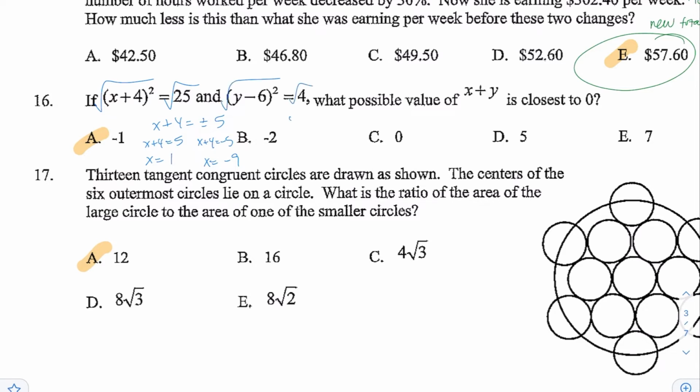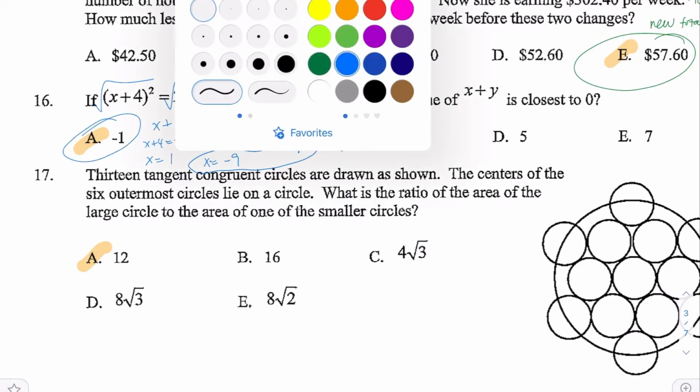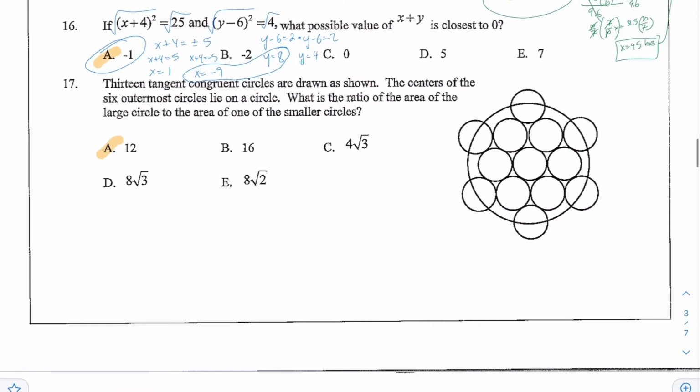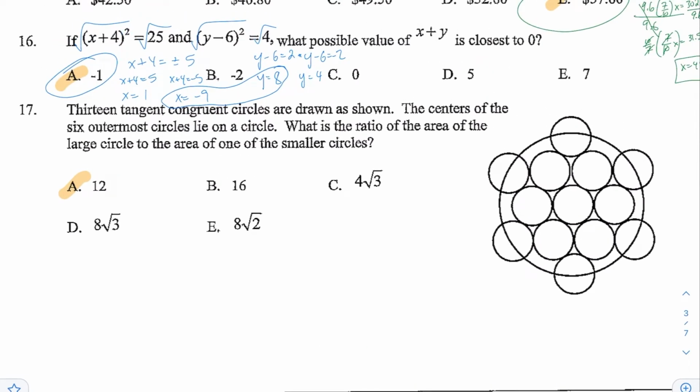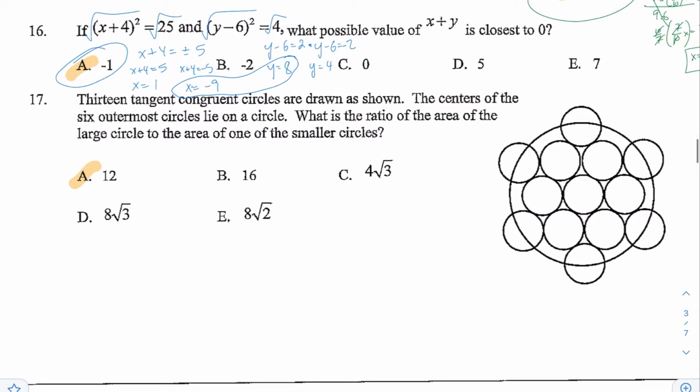Again, when you do the square root on both sides, you know that y minus 6 could be equal to 2, or y minus 6 could be equal to negative 2. So y could be equal to 8, or y could be equal to 4. So the value of x plus y that's closer to 0 would be if y is equal to 8 and x is equal to negative 9, because here 8 minus 9 is negative 1, choice A. Just remember when you do the square root of a number squared, you have the positive or the negative root.